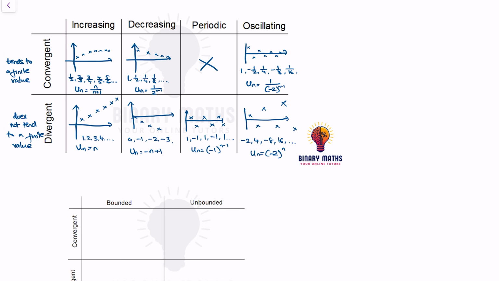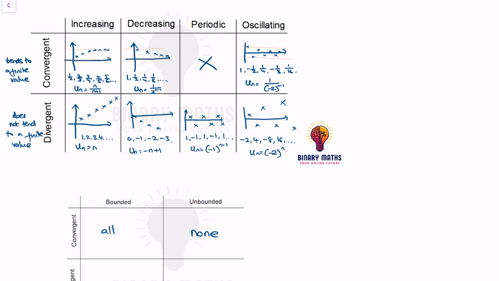Now, convergent sequence, is it bounded? If you look at it, yes, this is bounded. That one is also bounded. And that is bounded. Okay, so all convergent sequences are bounded. None of them are unbounded.